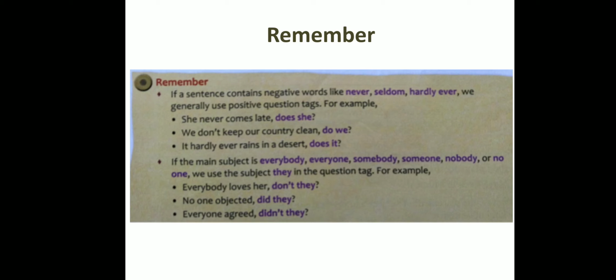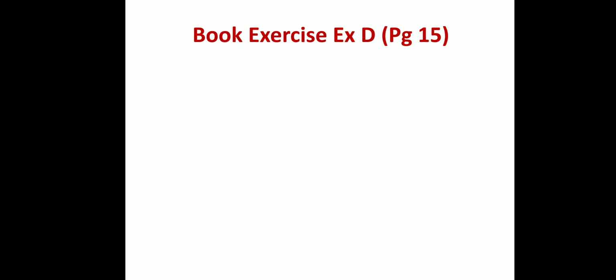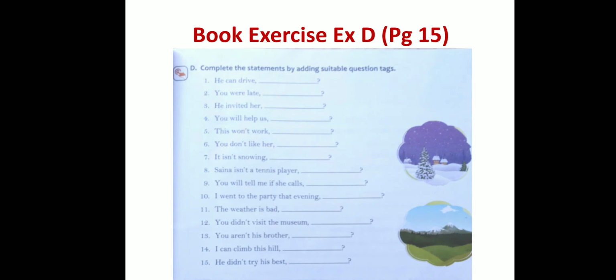This is how you have to do it. I hope these examples are clear and you just have to keep it in mind. You also read the PDF, watch this video twice over again. It will really help you. After that, in your book, on page number 15, you have exercise D. You have to add suitable question tags over here. See, it says, he can drive. Okay, now tell me, he can drive. Is this positive or negative? He can drive. It is positive. That means question tag will be negative. And we will take the help of the helping verb over here. So it will be, can't he? He can drive. Can't he?